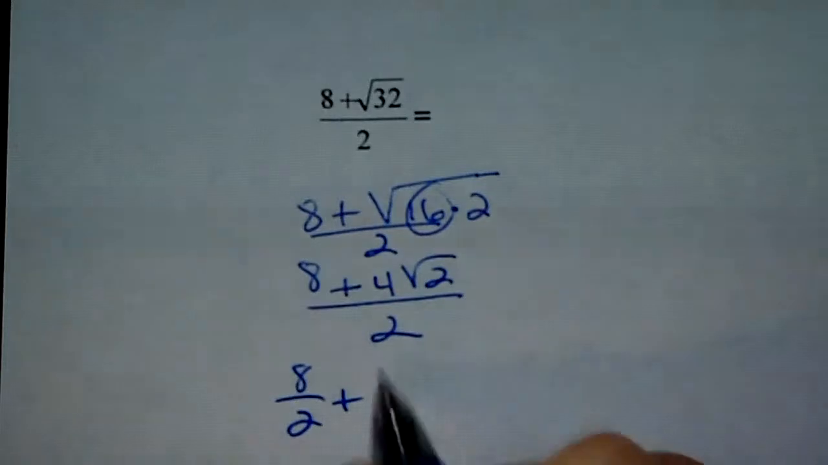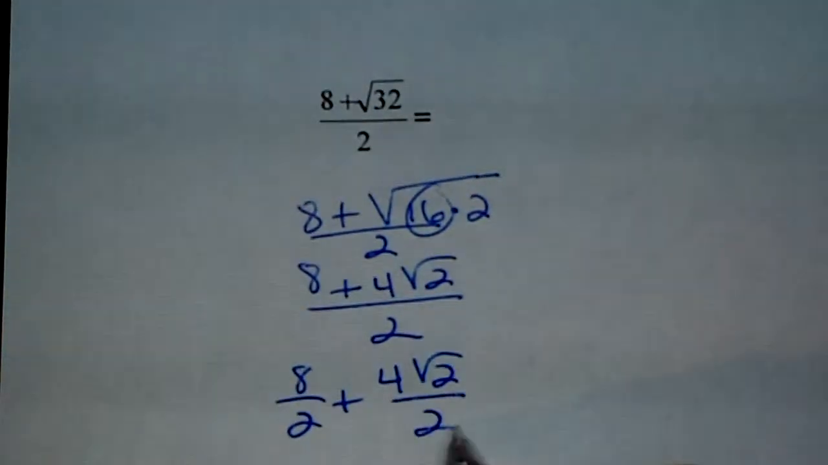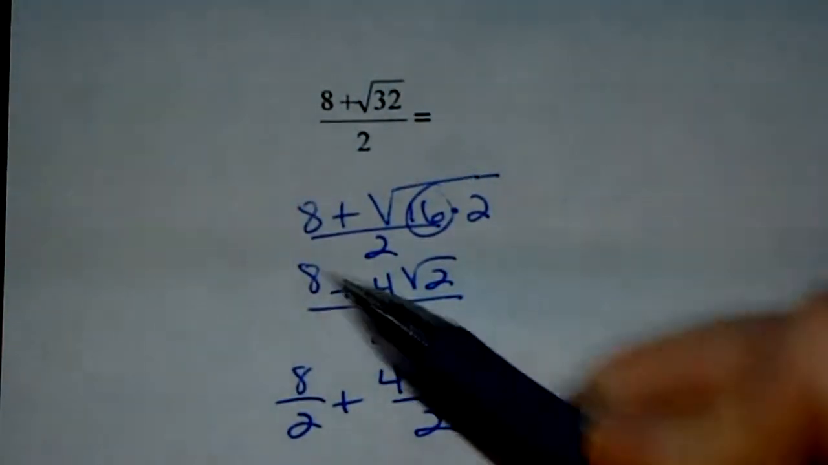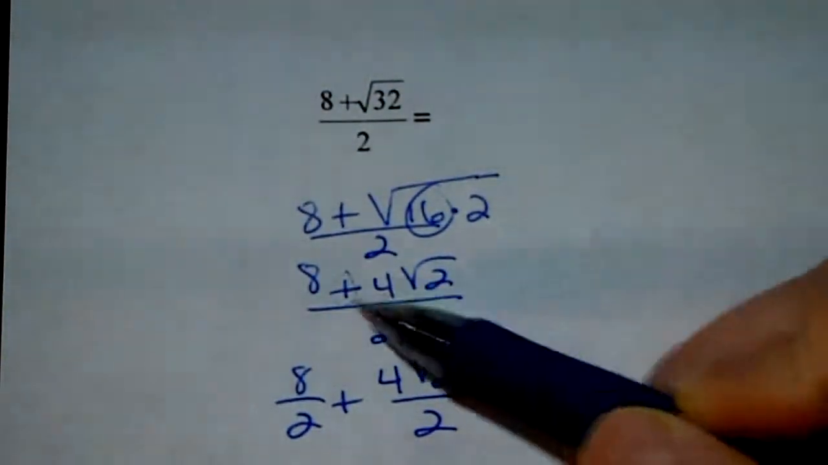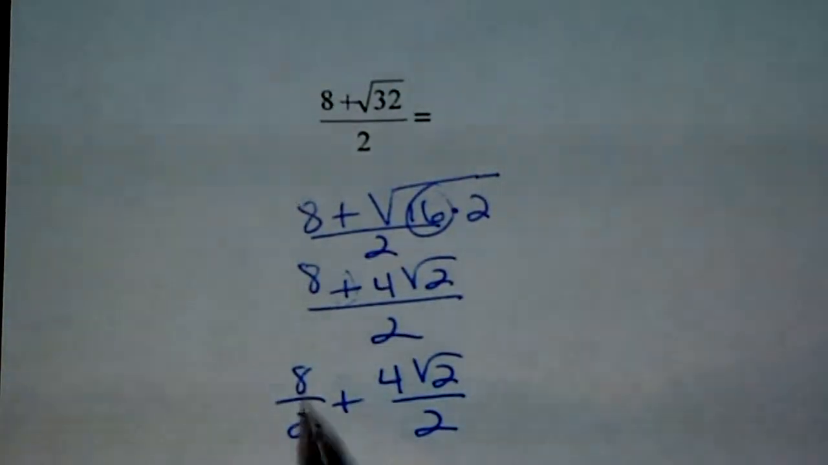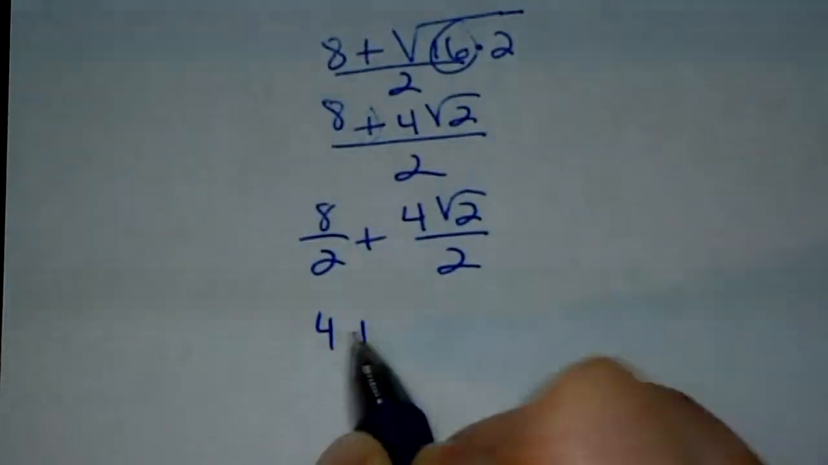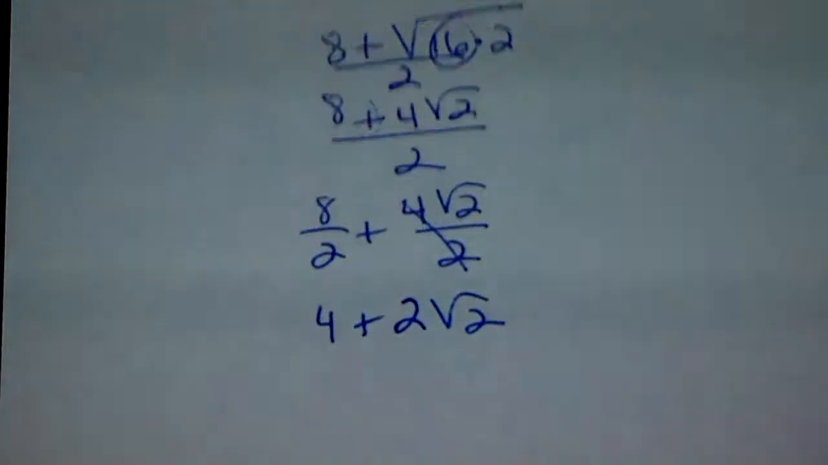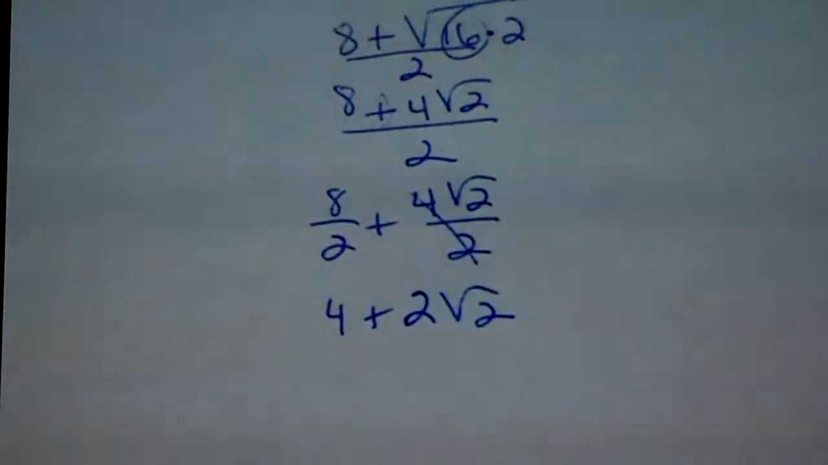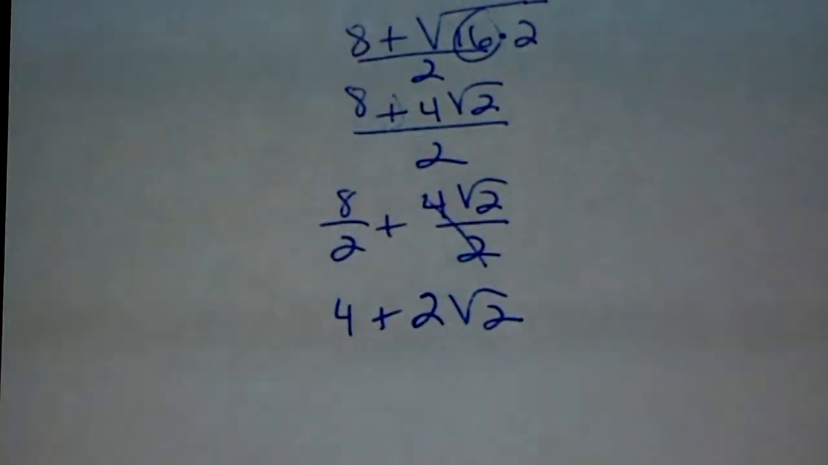8 over 2 plus 4 times the square root of 2 over 2. Remember, there's an addition sign that means each term is being divided by 2. That's how terms are separated, by addition or subtraction signs. 8 divided by 2, that's 4. 4 divided by 2 is 2. So this one's not the same answer as all the rest. The answer would be 4 plus 2 times the square root of 2.